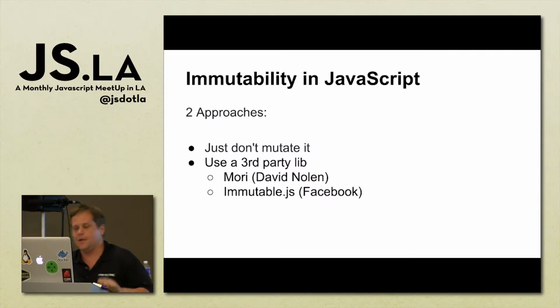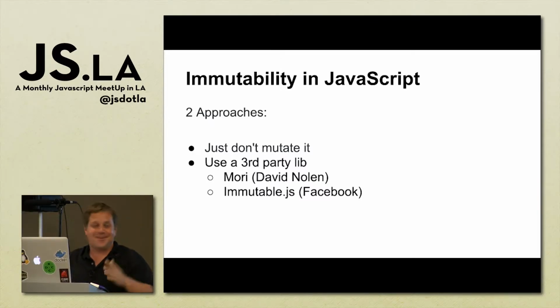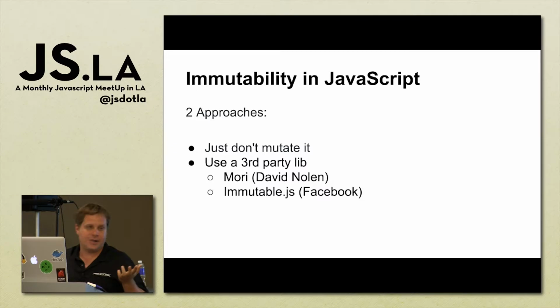Okay. But really, you could just be disciplined and not mutate it. That's actually not crazy. It's not a joke. Or you could use one of these third-party libraries. Mori is by David Nolan. That's the one that backs ClojureScript. If you're a Clojure or Lisp developer, it'll look real familiar to you. It uses underscore style syntax.